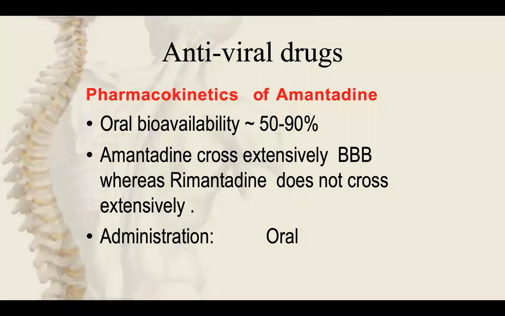Then the pharmacokinetics of amantadine: the oral bioavailability is 50 to 90, meaning 50 to 90% reaches the systemic circulation. Amantadine crosses the blood-brain barrier extensively, whereas rimantadine does not cross extensively. The route of administration is oral.